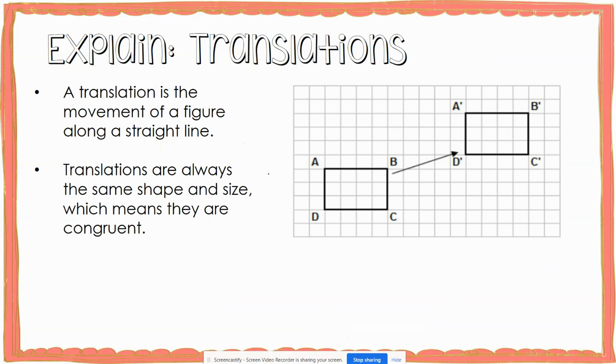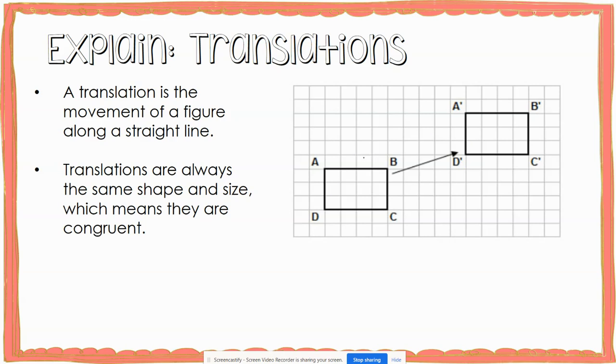Let's look at translations. A translation is the movement of a figure along a straight line. Translations are always the same shape and size, which means that they are congruent. You can see in this picture that we have rectangle ABCD, and it is translated over here to rectangle A prime, B prime, C prime, D prime.